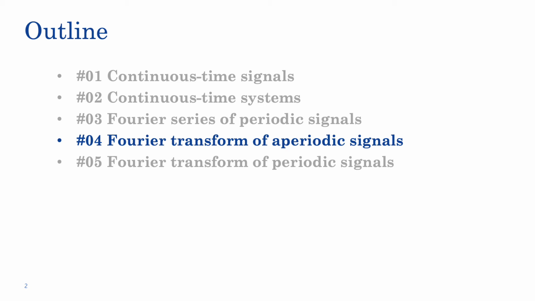In the previous class, we learned how to represent periodic signals with a Fourier series, which is a linear combination of complex exponentials. We also learned how to determine the coefficients of such series. Today, we will learn how to deal with signals that are not periodic. We'll do that by introducing the Fourier transform, which is an integral rather than a series. So let's get started.